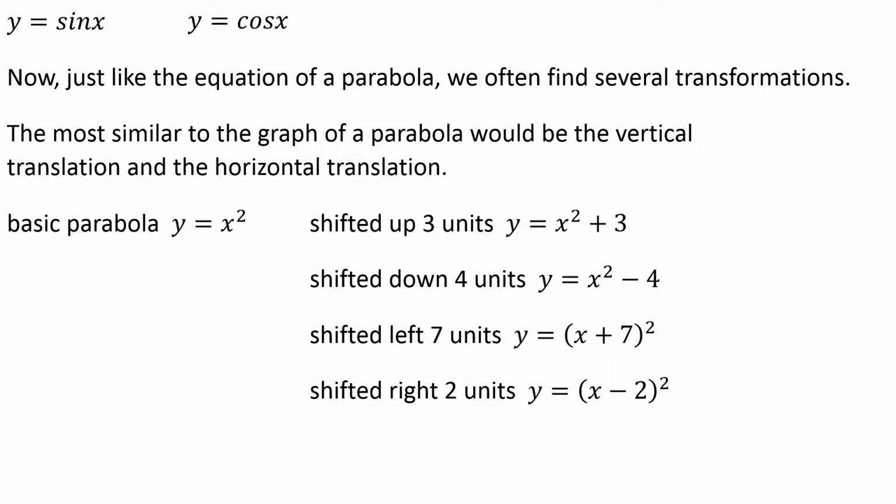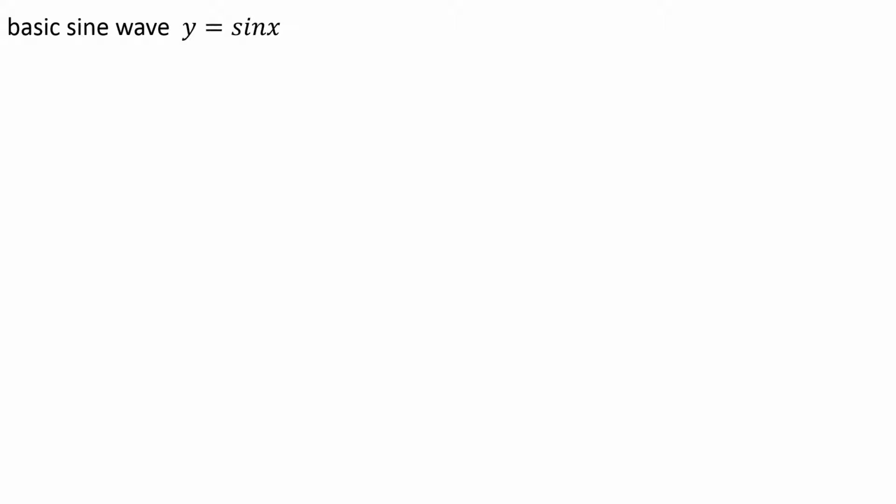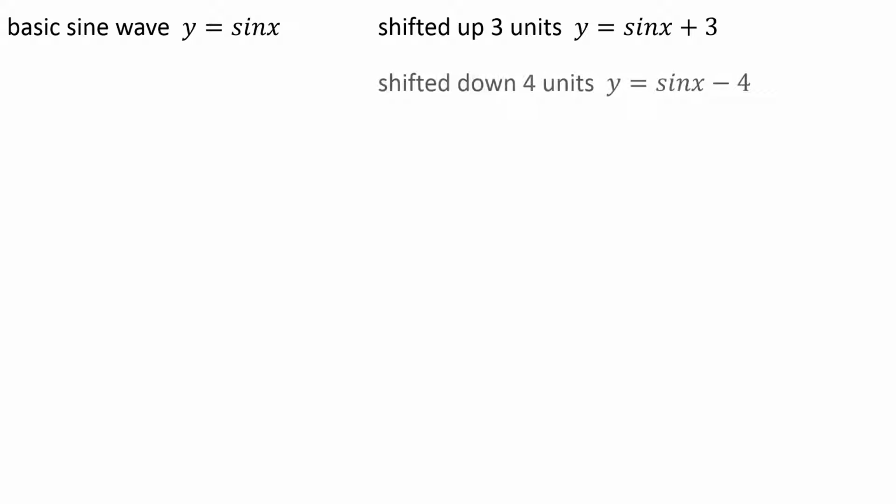The sine and cosine function will work very similarly. If we just add a number in back, it'll lift the function up. Subtract a number in back, it'll drop the function down. But if the addition or subtraction occurs inside parentheses with the variable, then we're shifting left and right. We're going horizontally instead. Again, our basic sine wave. So if I put a +3 in back, it'll lift the whole curve up 3 units. If I put a -4 in back, it drops the whole curve down 4 units.